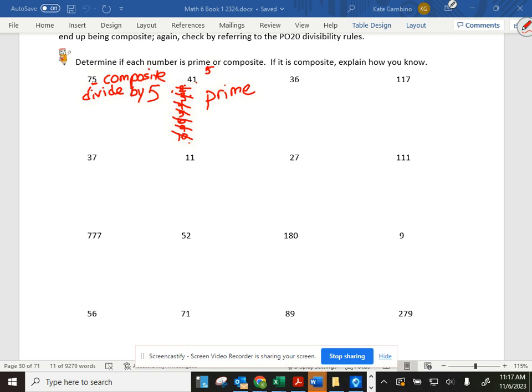For composite, can we write CO? I guess you could write COMP. 36. How do we know it's composite? Yeah, it's composite because you can multiply 6 times 6. So I can divide by 6. Yep.